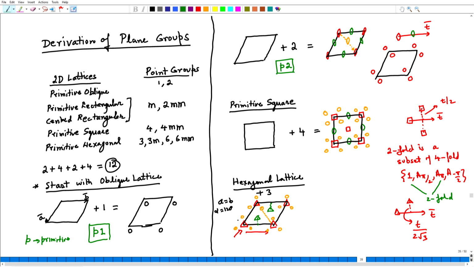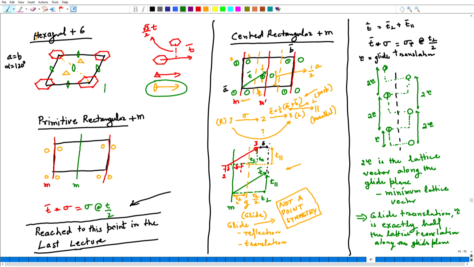Coming to four-fold, I think it should become quite clear now. The notation would be P4. Hexagonal lattice with a three-fold symmetry added to it, or point group 3, P3. We added six-fold here, or point group 6, this becomes P6. Now, coming to the rectangular lattices, primitive rectangular plus the M point group, that is basically adding the mirror plane. Well, this would simply be called PM.